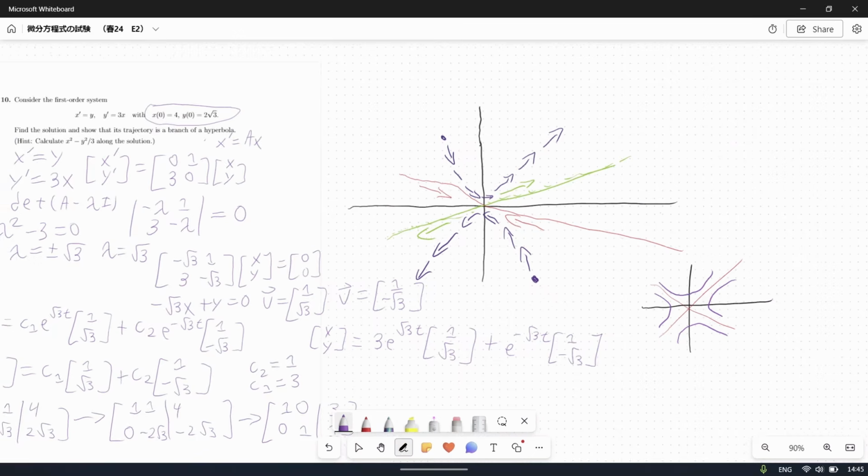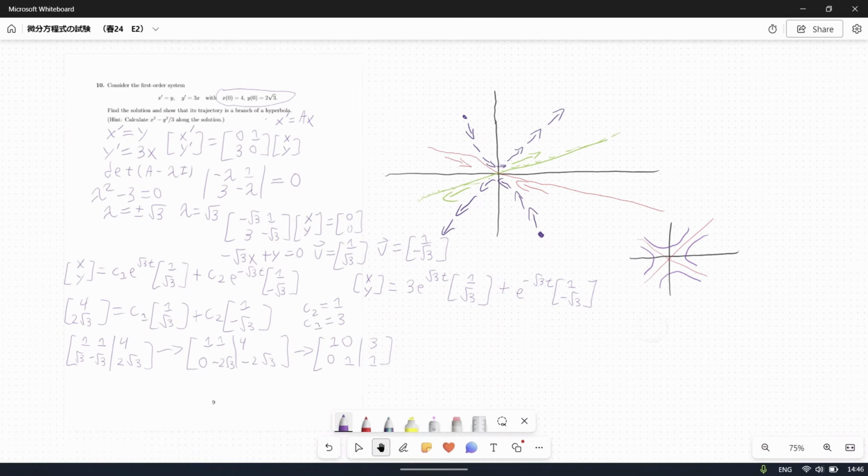And so from here, we can show that the trajectory of the solution is going to be the branch of a hyperbola. And then also we found the general solution. We also completed the initial value problem. So this completes the last question for this exam. Nice.